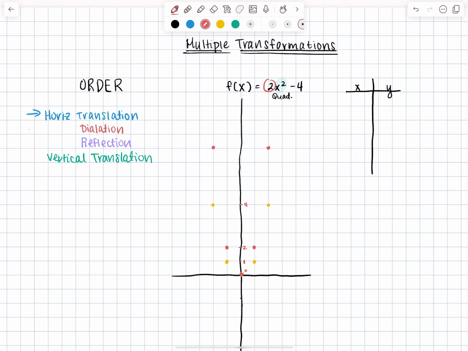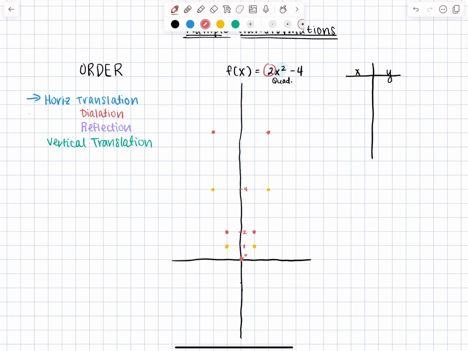Now that we have this, we can get rid of the yellow circles. The yellow was our parent function, and it looked like this. The pink is one of our transformations, which is the dilation. But we're not done yet.